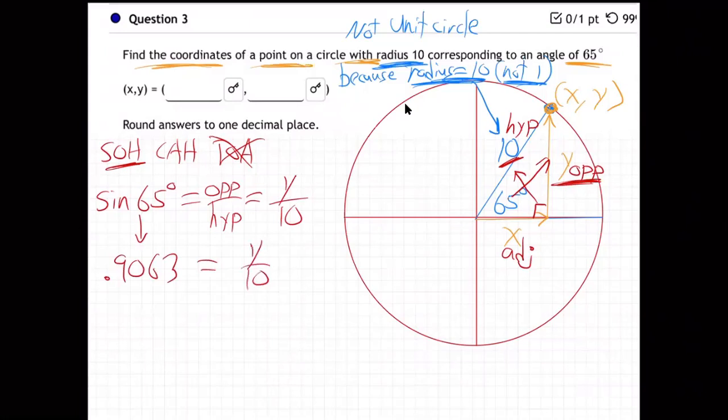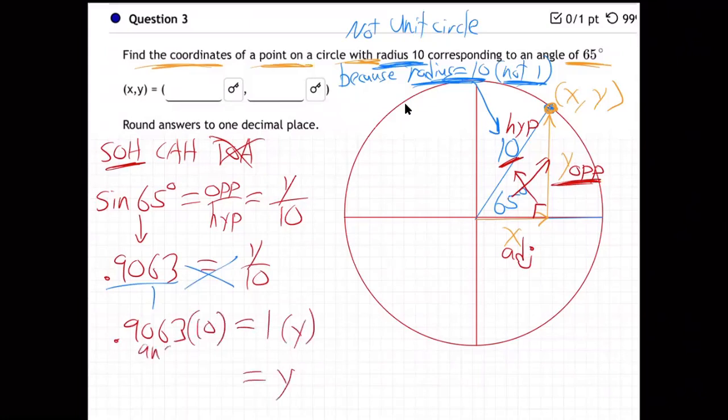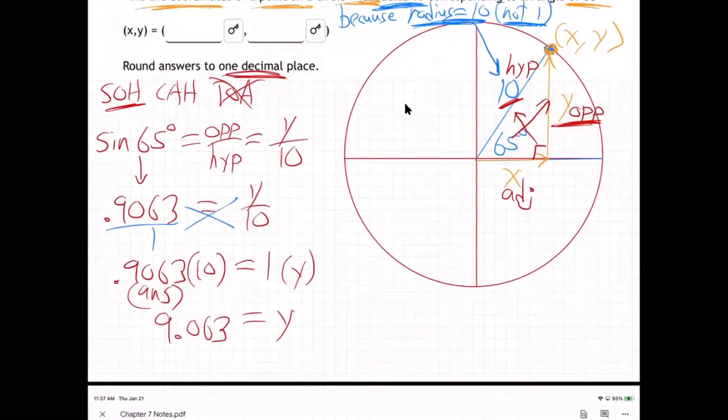And you remember how to do this, right? We put this over 1, go diagonal, diagonal. And so we get 0.9063 times 10 equals 1 times y. So 1 times y is just y. I'm just going to use the answer button again, because that's the answer already on my screen, and go times 10. I'm getting 9.063 for y. And they want it rounded to 1 decimal place. Cut it right here. That 6 rounds up, 9.1. So y will be 9.1.